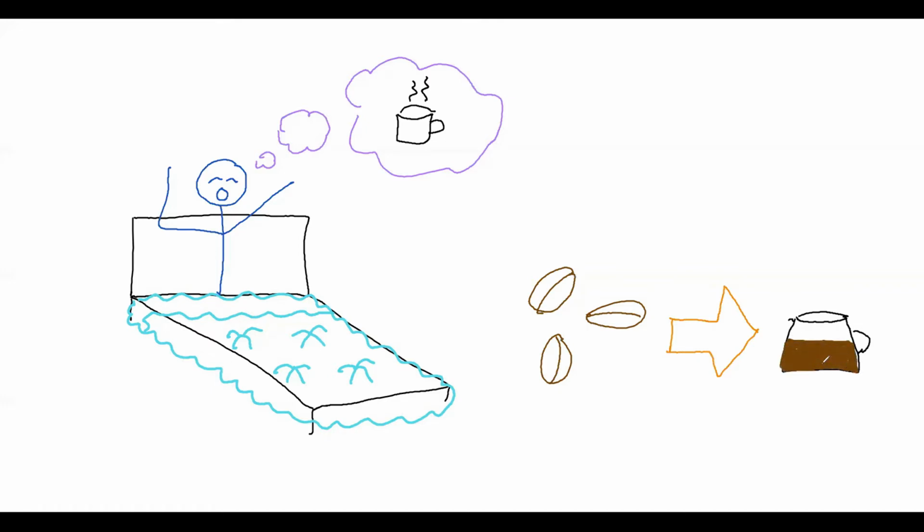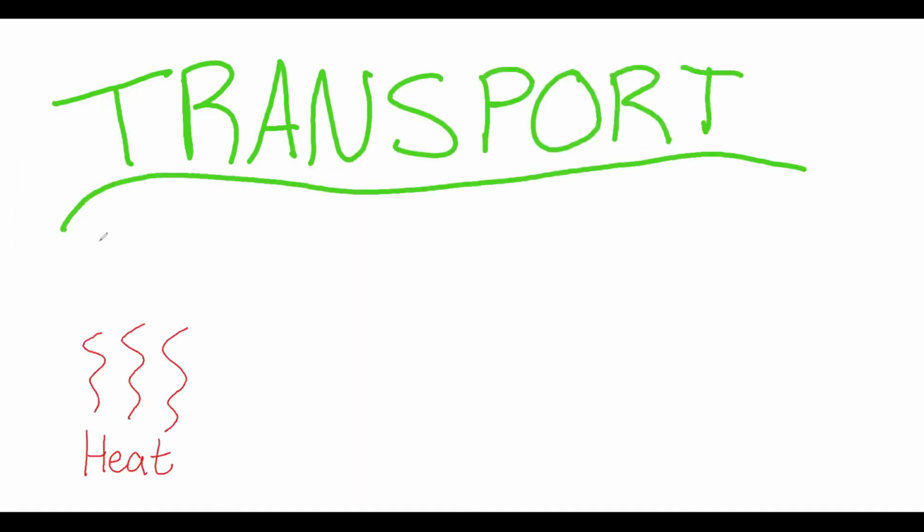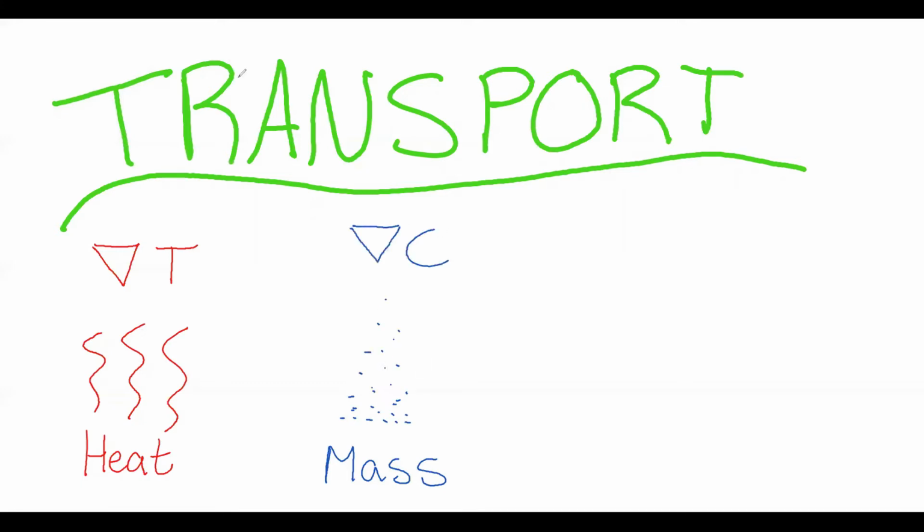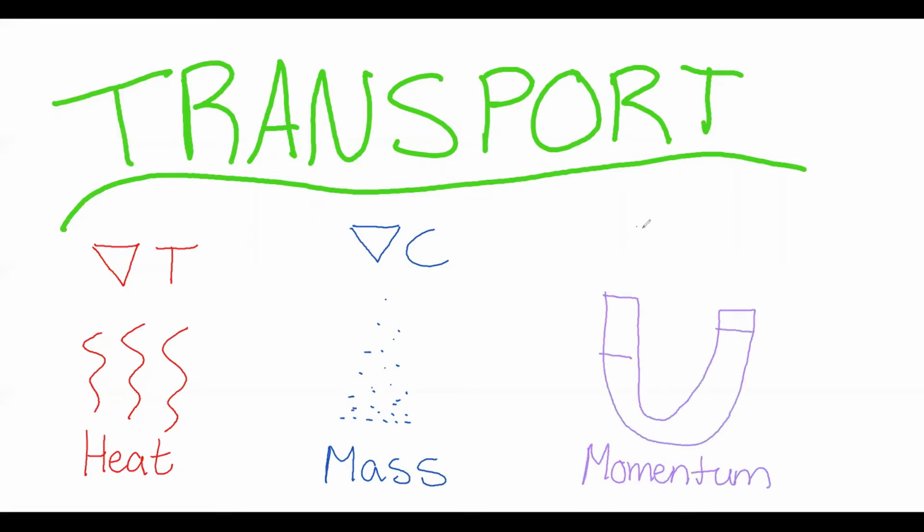Let's take a look at the different transport mechanisms that take place to turn coffee beans and water into brewed coffee. There are three main types of transport: heat, mass, and momentum. Heat transport is the transfer of thermal energy and is driven by a temperature gradient. Mass transport is the transfer of molecules via concentration gradient. Momentum transport is the transfer of a fluid that has a density and moves with a certain velocity. Momentum transport is driven by a pressure gradient. All three of these mechanisms can be explored within a coffee machine.